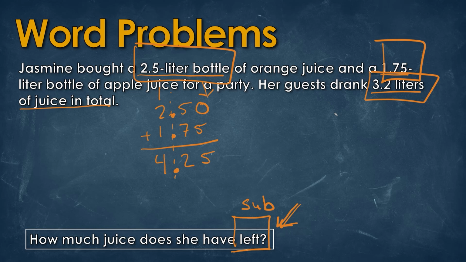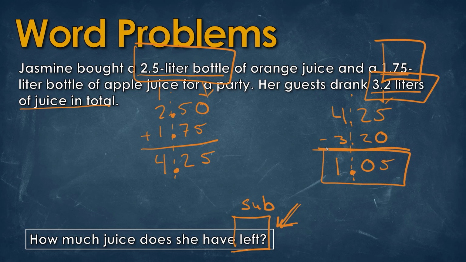Now this is the amount that was originally bought. So we had 4.25, and it looks like we had 3.2 that was actually used. So we're going to subtract those numbers, and again, we can put a 0 in any missing value that we have. We have to make sure that the decimal points line up, and then subtracting from right to left, we'll go 5 minus 0, which will be 5. 2 minus 2 will be 0, and then 4 minus 3 will be 1. So we'll have 1.05 liters left over.